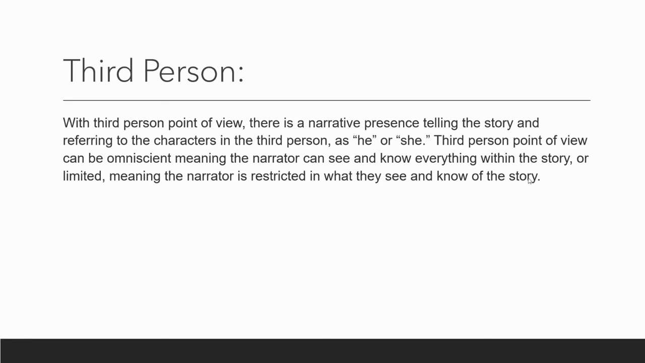Third person. In the third person point of view, there is a narrative presence telling the story and referring to the characters in the third person, such as he went to the store, she went to the library. Third person point of view can be omniscient, meaning the narrator can see and know everything within the story, or limited, meaning it's limited or restricted in what they see and know of the story.